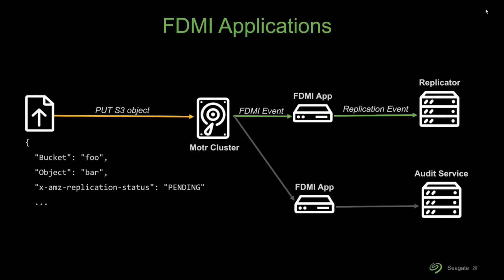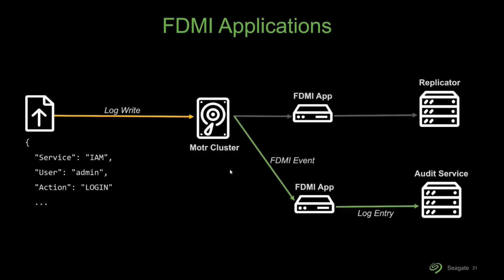So the way that this might look, I have a little diagram with our Motr cluster here and two different FDMI applications plugged in. So first we have a put of an S3 object, and we have those different metadata fields, and we have replication set. So our FDMI event would notice that, and it wants to notify the replicator. So we have that FDMI notification going through to the replicator, but we don't notify this other auditing application about this. And we might have, say, a security log or something else being stored in the Motr cluster.